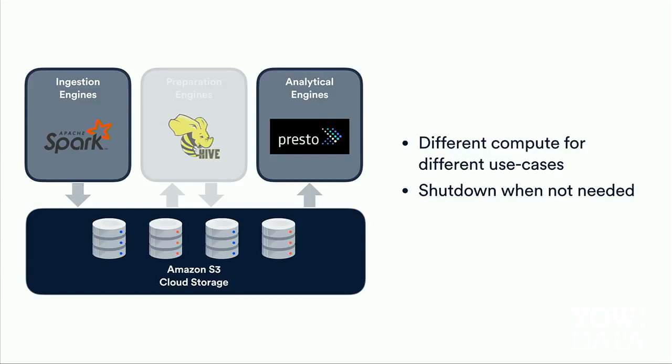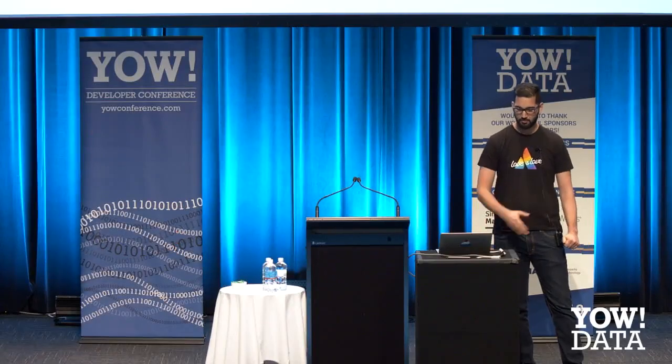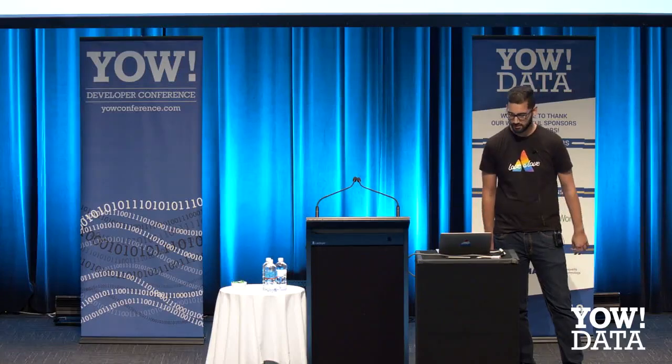Because you can have ephemeral clusters that live for a shorter period of time, you can take advantage of things like Amazon's spot pricing. So you can pay 10 to 20% of the actual price of a node whenever you're doing compute. You can change compute when you want to. I was giving an example before about how we switched out Presto in favor of Athena. The benefit there for us is that we didn't really need to do anything. We just flicked a switch, and then all of a sudden it's all working for us.